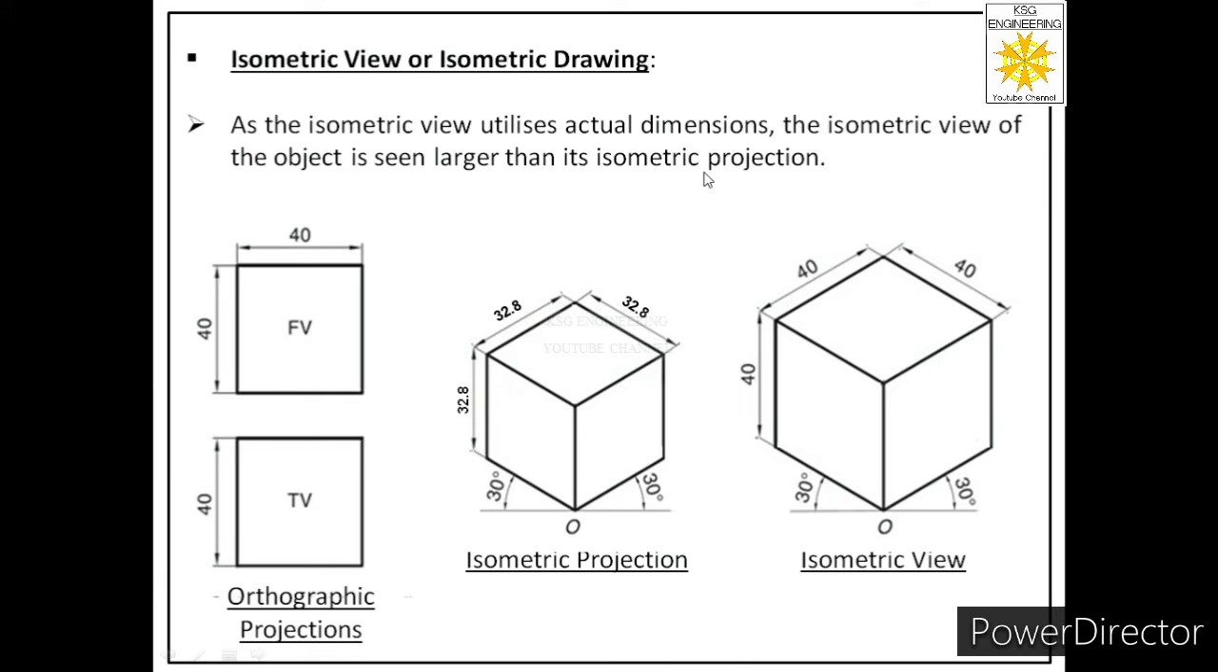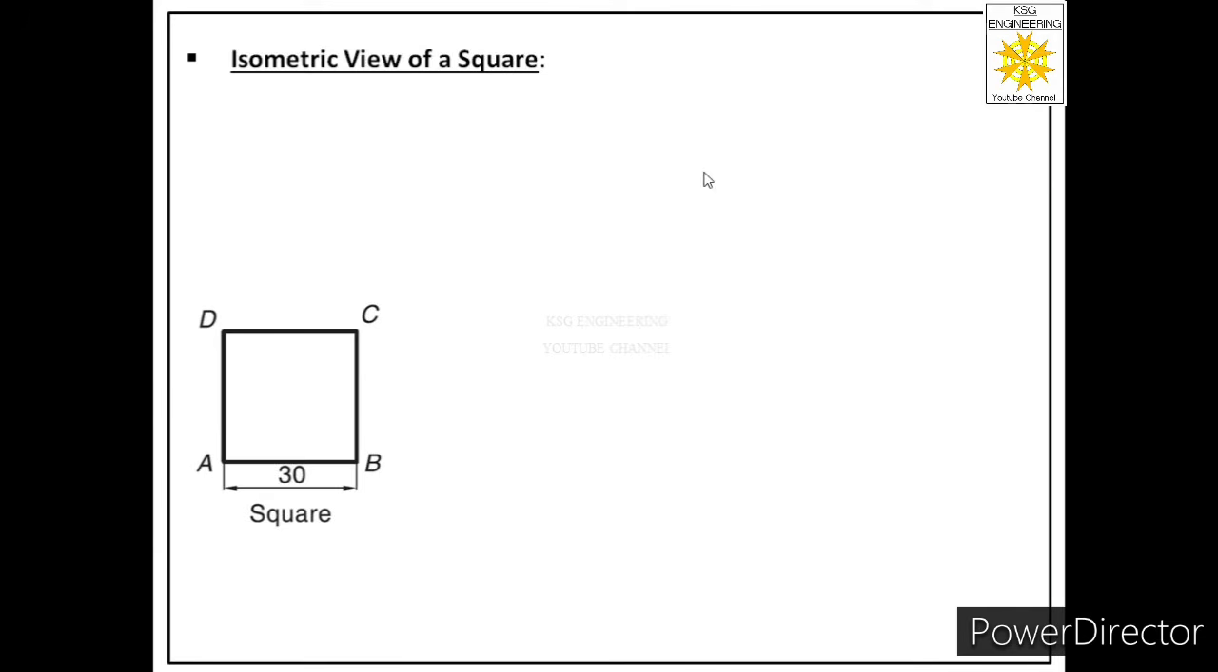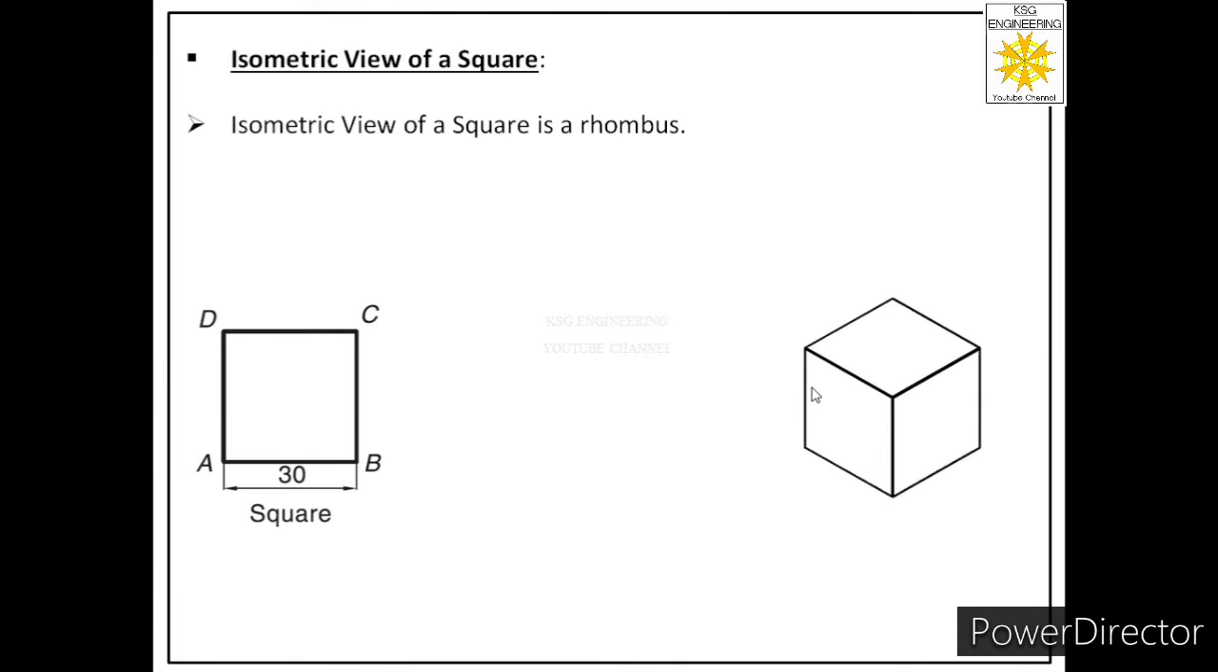Now in the next slides, we will learn isometric views of some standard shapes. So first of all, we will learn about isometric view of a square. So we have a square over here, and we want to learn how to draw its isometric view. Isometric view of a square is a rhombus. Now let us understand how to draw isometric view of a square. But for that, let us first draw isometric projection of a cube, because a cube has square faces and it will help us to understand isometric view of this square.